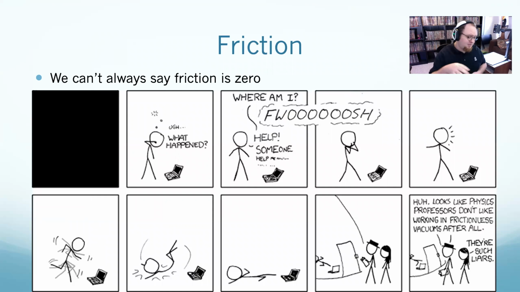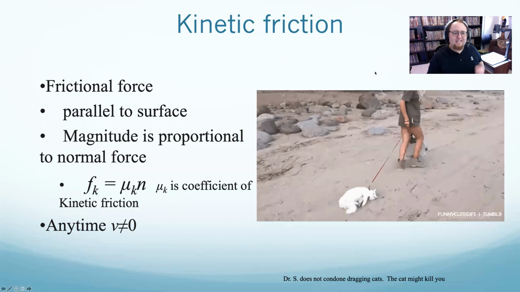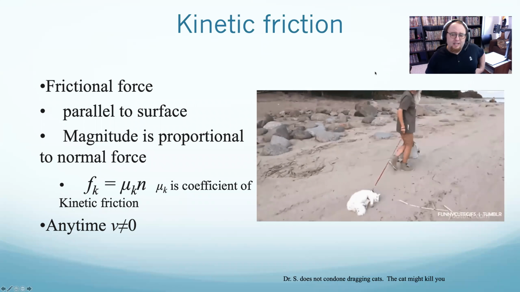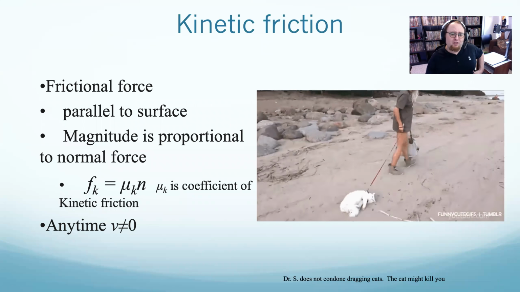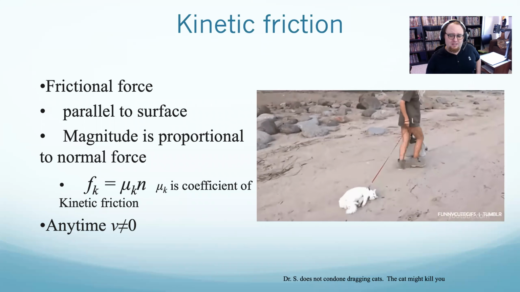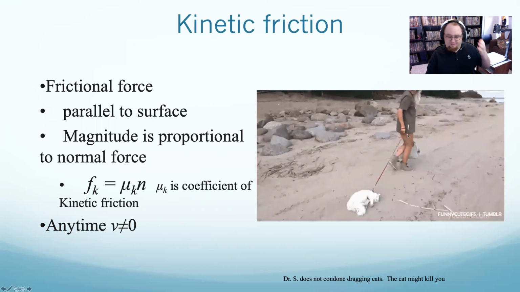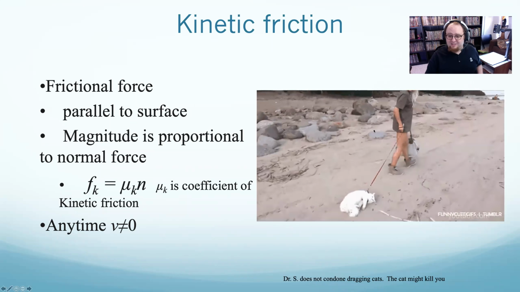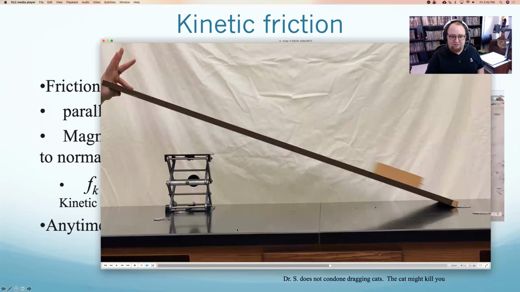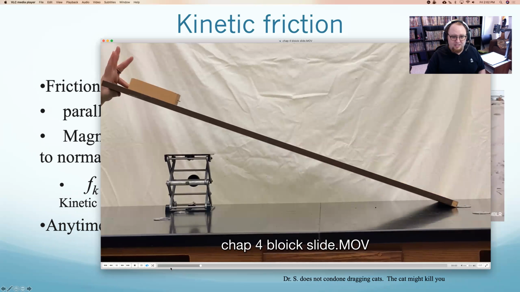Now, friction comes in two flavors, kinetic and static. Let's start with kinetic friction. Kinetic friction is the force of friction anytime an object is moving. There was a kinetic friction between the cat and the ground in that horrible, horrible GIF. When this thing slides down, that's kinetic friction.